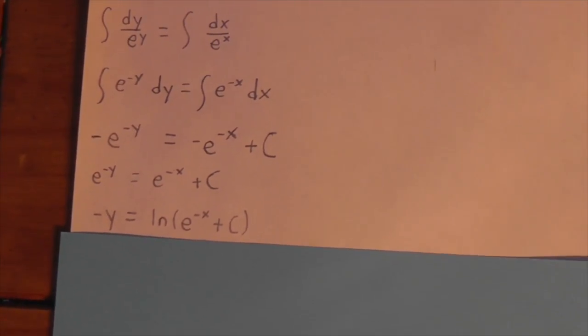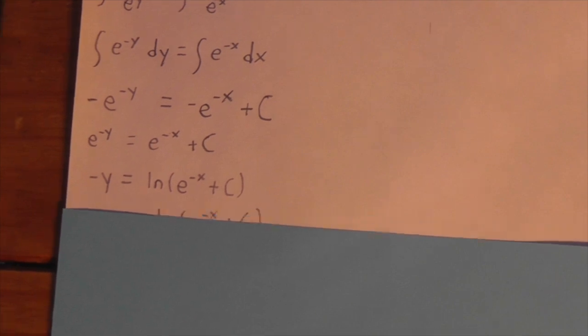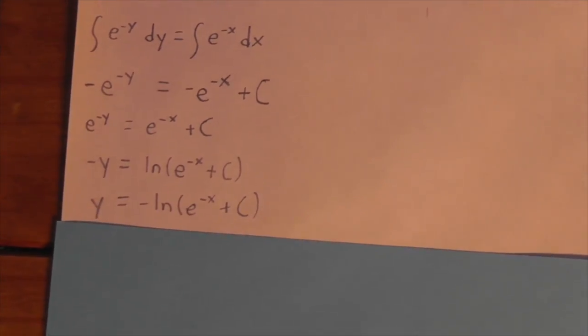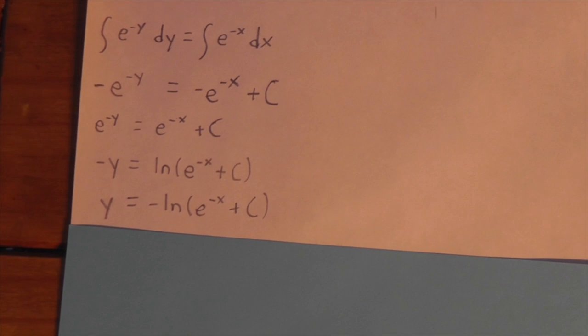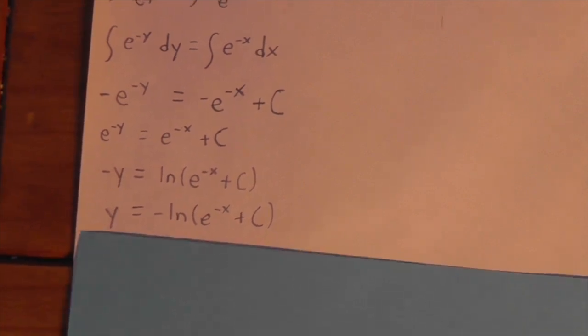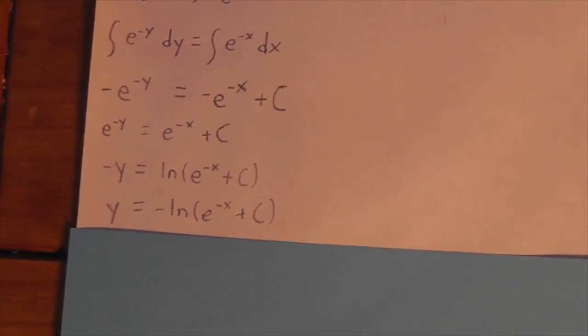Our last step is to multiply each side by negative 1. We get a final answer of y equals negative ln of e to the negative x plus c, which can't be simplified any further.